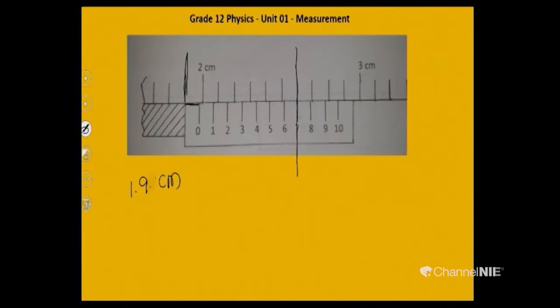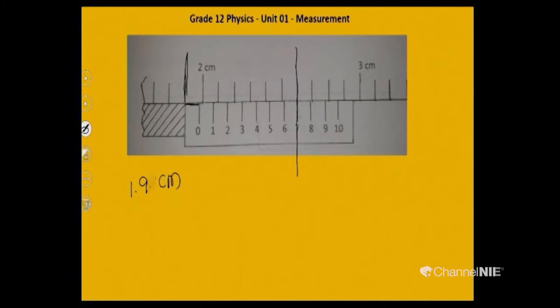How do you find that? Find the line of the main scale just before the zero of the vernier. We took that one. After that, you need this length. To find that, you can use the vernier principle. You have to find the coincide line. How many coincide divisions are there? You can see this is the coincide line. 1, 2, 3, 4, 5, 6, 7. 7 divisions.